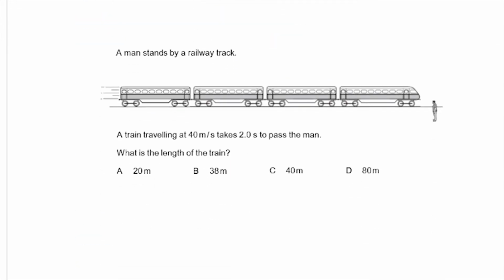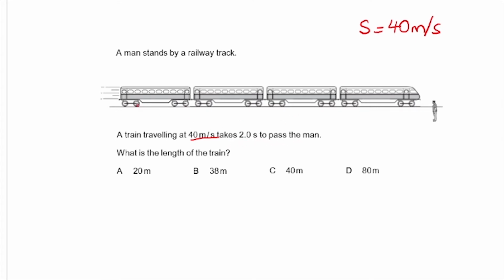Next, a man stands by a railway track. A train traveling at 40 meters per second takes 2 seconds to pass the man. What is the length of the train? So that's the train moving. It's moving at 40 meters per second. So the speed of the train is 40 meters per second, and it takes 2 seconds to pass the man.